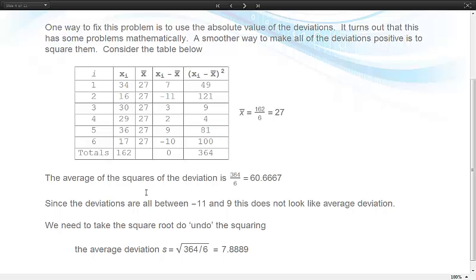So to, in effect, undo the squaring, I can take the square root of this final answer, the square root of 364 over 6, and I get that the standard deviation is the square root of this answer, about 7.8889, and that does look like a reasonable measure of the average distance from the mean.